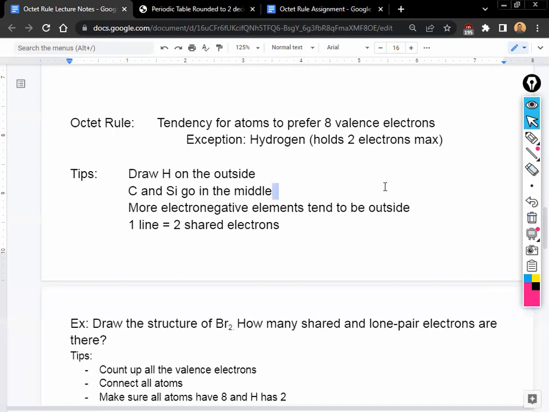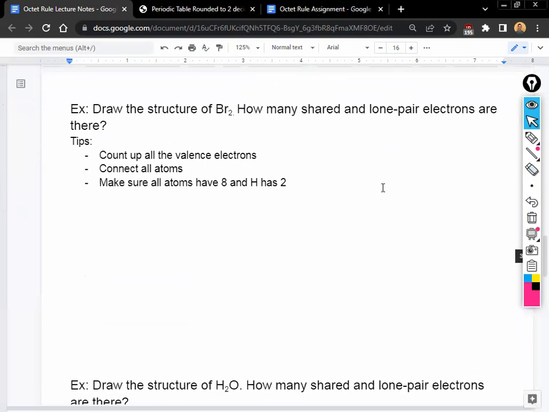Okay, let's do a couple of practice problems. We're going to draw a picture of Br2. First we figure out what elements are inside Br2. Yeah, bromine. How many are there? 2. So I'm just going to draw Br and Br.